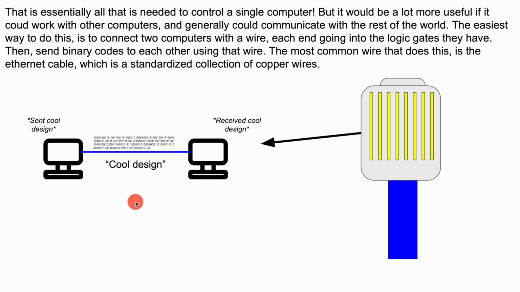This is cool and all, we can just control computers, do whatever we want with them, but this is going to be really hard to do if we want to communicate with other computers and tell them to do what we can already do. But we can do that by connecting them with a conductor, by inserting into specific logic gates, but it's possible. And the most common wire to do this is the Ethernet cable.